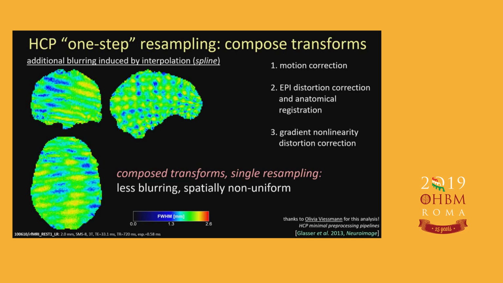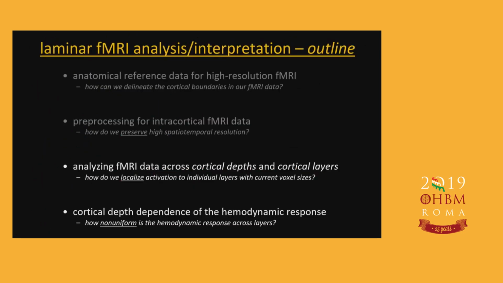So the idea here, again, is that we need to be mindful of these spatial resolution losses because in laminar fMRI, we're really at the edge of being able to detect these signal changes across layers, and therefore this can be another source of bias. So that's all I want to say about preprocessing.